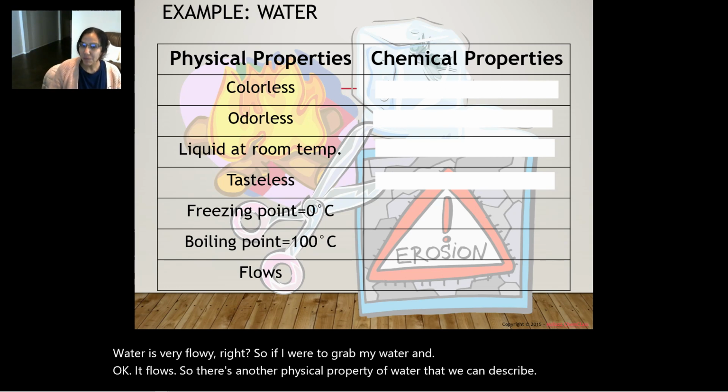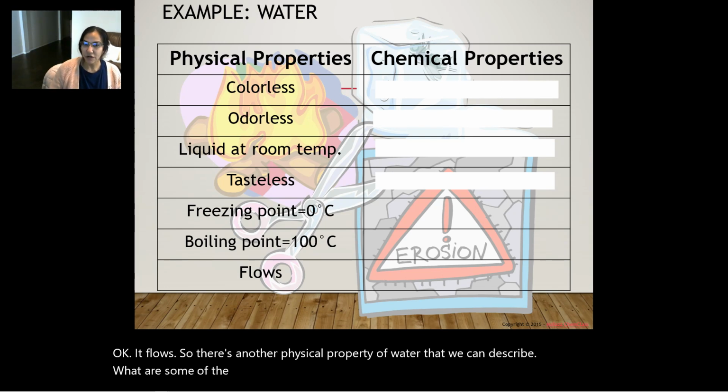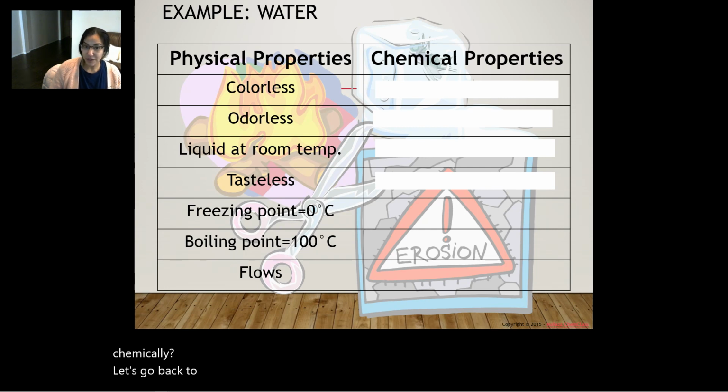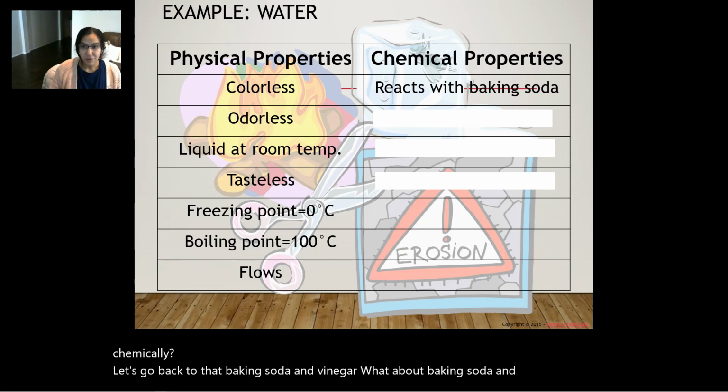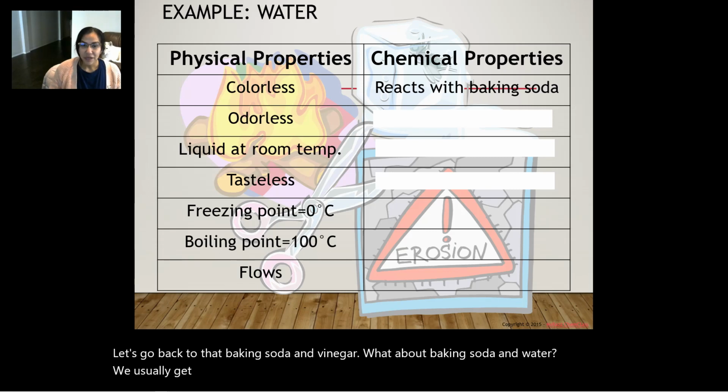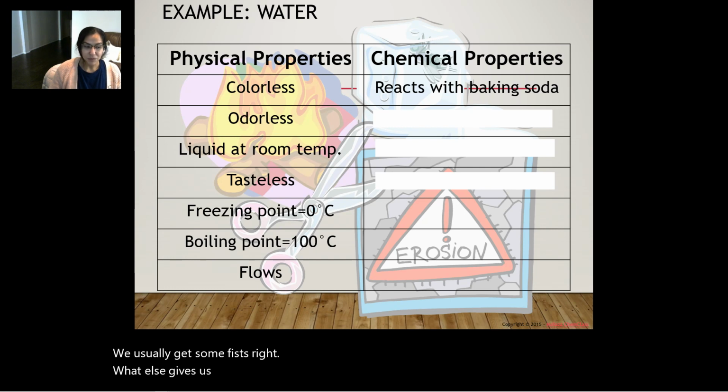Now, what are some of the chemical properties of water? Okay, what do we know about water chemically? Well, let's go back to that baking soda and vinegar. What about baking soda and water? We usually get some fizz, right? What else gives us fizz? Okay, so you know those little packets of Alka-Seltzer, right? Throw them in water, you get fizz.